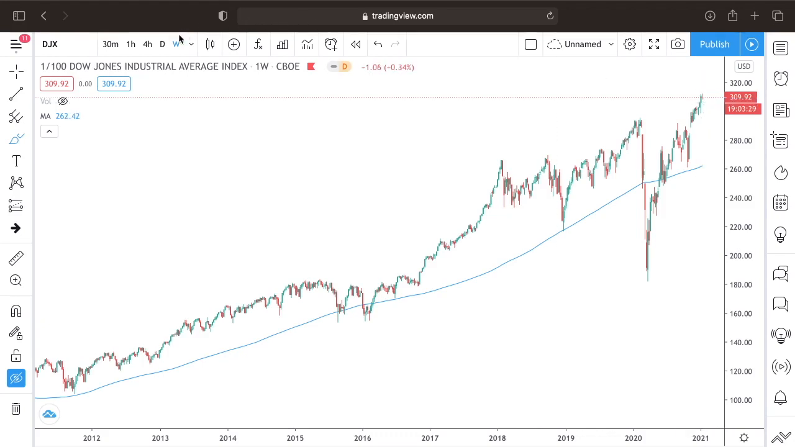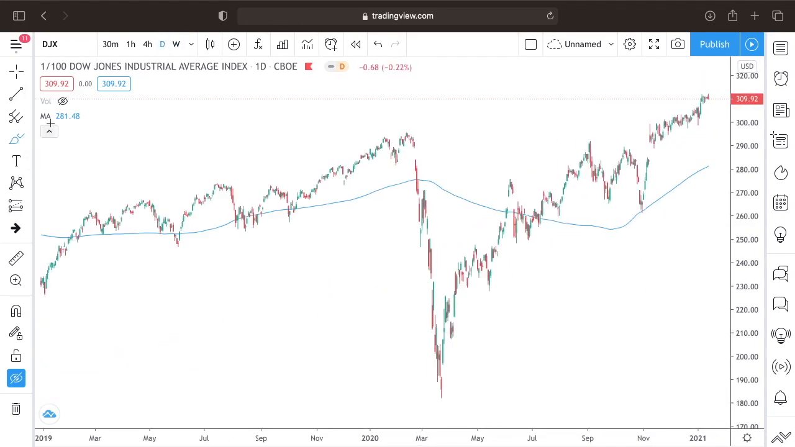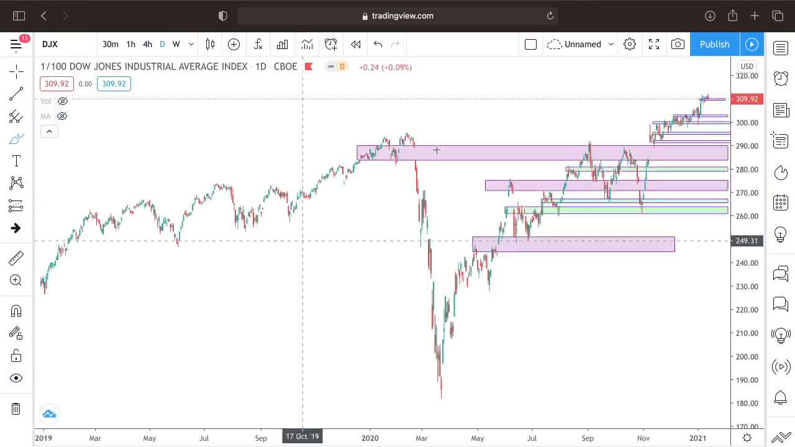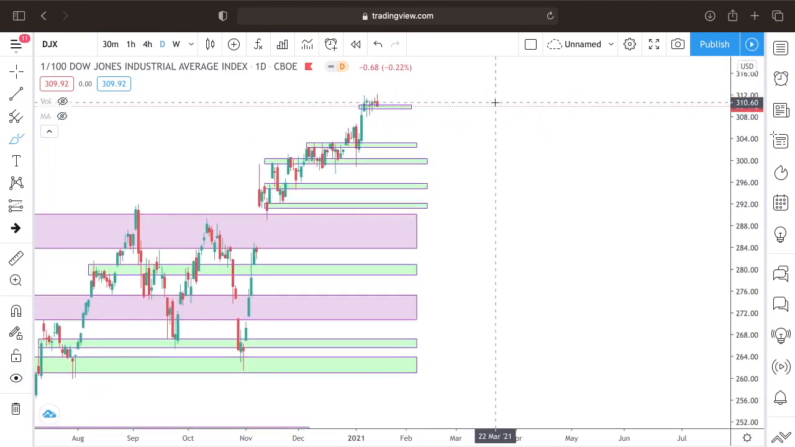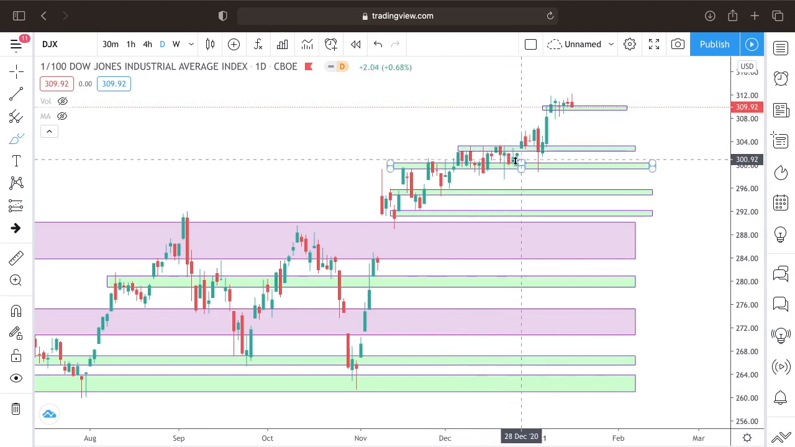And if we move on to the daily time frame for the Dow Jones, let's take away the moving average and then bring on the technicals. And then we'll zoom in a bit over here. Over here, prices were trading in a mini range, and then prices broke above the resistance and managed to find support here, and then it continued to move up.